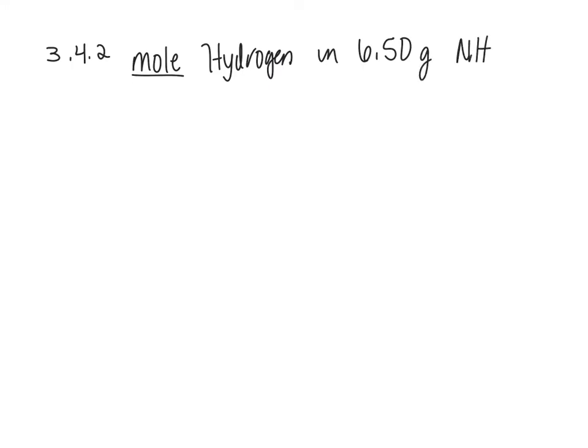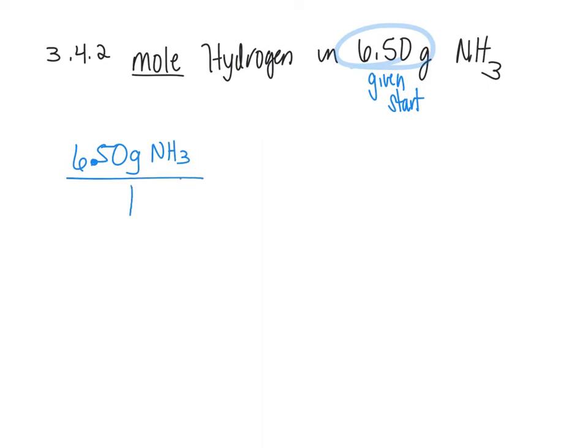So you know you start with 6.5 grams of ammonia because it's the only number with a unit. So this is your given, which means this is where you start. And so you put 6.50 gram of NH3 over 1, and you don't want that, so you put gram of ammonia on bottom.